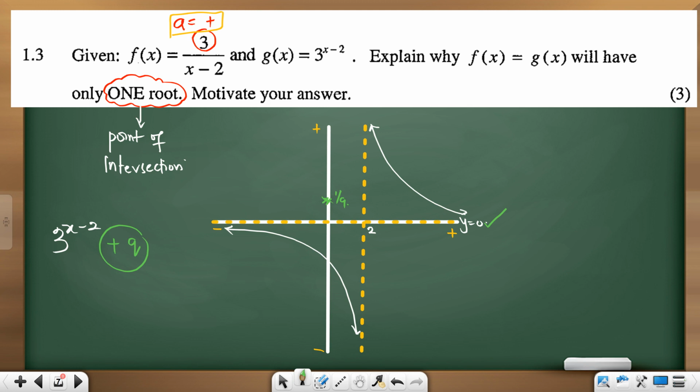Now, what is your 3 to the power x minus 2? It's an increasing function. Why is it increasing? Your x is positive. When you sketch the graph of 3 to the power x, your graph goes this way. When you sketch the graph of 3 to the power negative x, your graph goes this way. Negative tells you it is a decreasing function. Positive tells you it is increasing. Let's sketch this graph. Check this.